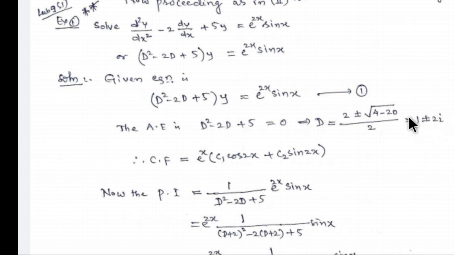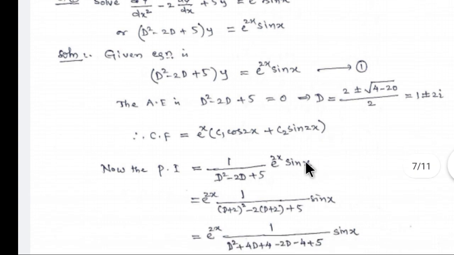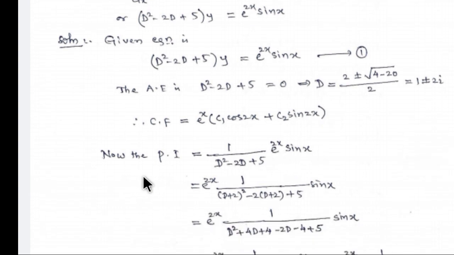So using this one pair of complex roots, you know how to write the complementary function. Therefore, complementary function equals e raised to ax, where a is the real part, here 1, and beta is the imaginary part, here 2. So e raised to 1x into bracket c1 cos beta x, where beta is the imaginary part, 2x, plus c2 sin 2x. This is the complementary function.